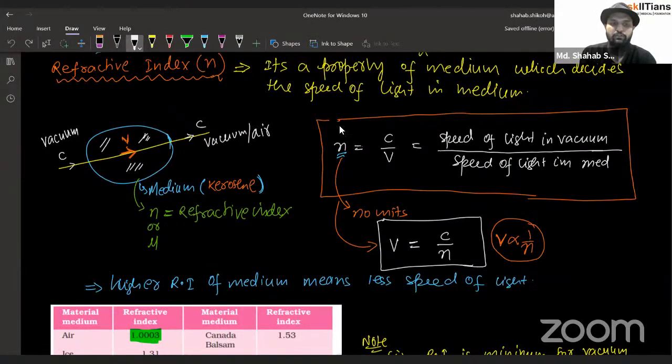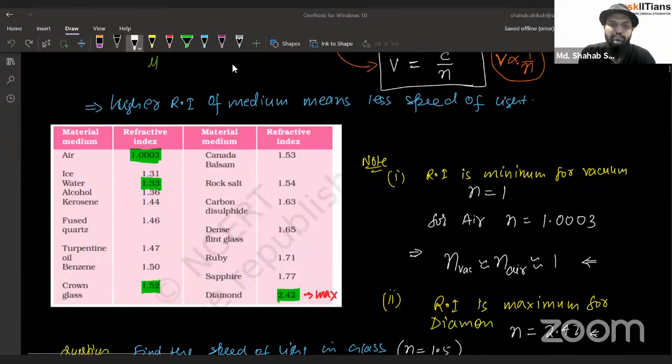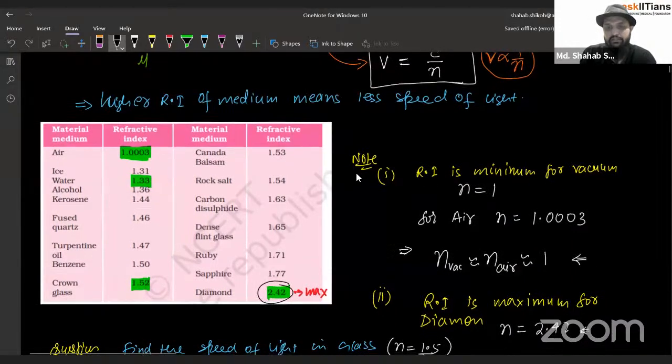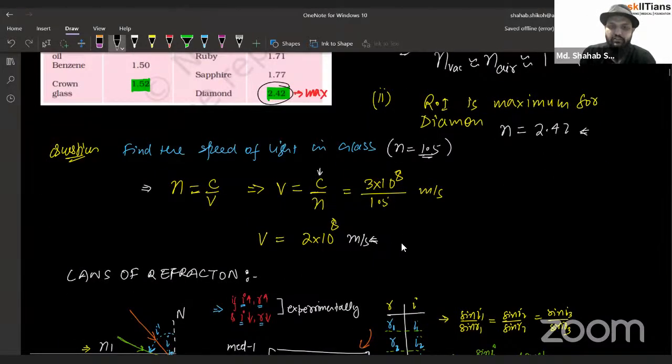C is fixed, 3 into 10 to the power 8 meter per second. So the mathematical definition is that refractive index is the ratio of C by V. Both are speeds, so it has no unit. Higher the refractive index, less is the speed of light in that medium. It's quite clear, yeah? So the maximum refractive index in the NCERT table is for diamond, so minimum is the speed of light in the diamond. Fine, guys. There are certain questions.